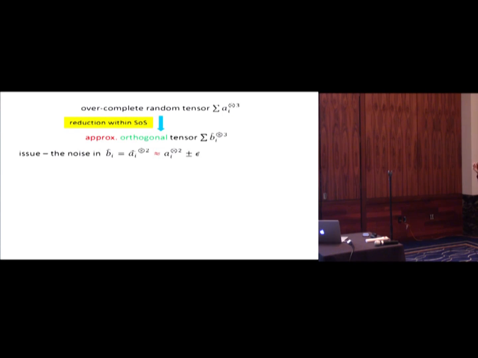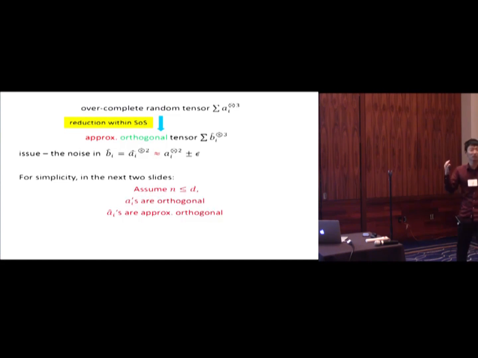Right. So the issue here is that this bi hat is just ai hat to the tensor power 2, which is only close to ai to the tensor power 2. And we don't really have too much control on the error. And so we have to solve this approximated orthogonal tensor problem. So given this reduction, it makes sense to just demonstrate this idea on the orthogonal case in the next 2 slides. So for the next 2 slides, we are just going to assume that AI is orthogonal, and AI hat are approximately orthogonal because they are close to AI. Right. So in the next 2 slides, we are only going to do the orthogonal case.